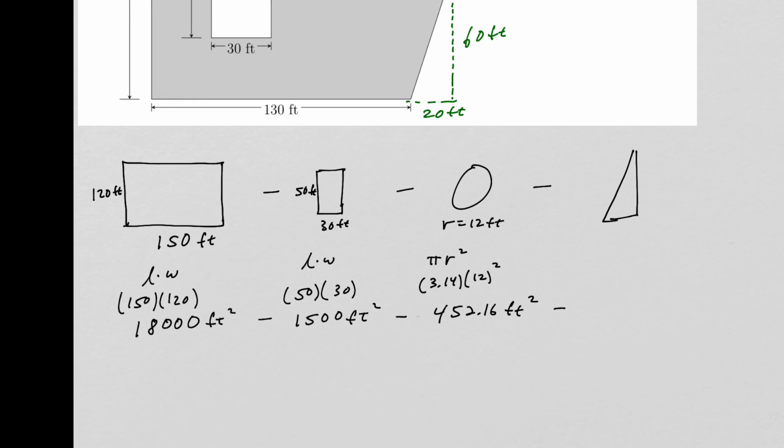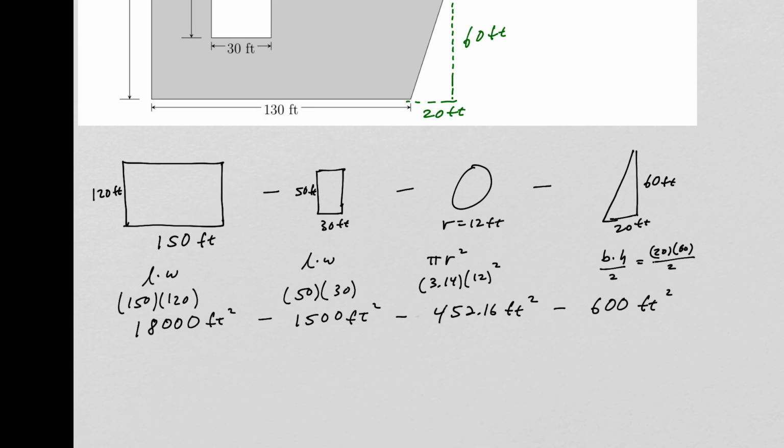Okay, so the area of a triangle, so this again is 60 feet. This is 20 feet. It's base times height divided by 2, right? So this is going to be 20 times 60 divided by 2. And I guess that's, let's see, it looks like that's 600, right? 10 times 60, yeah, this is 600 feet squared.